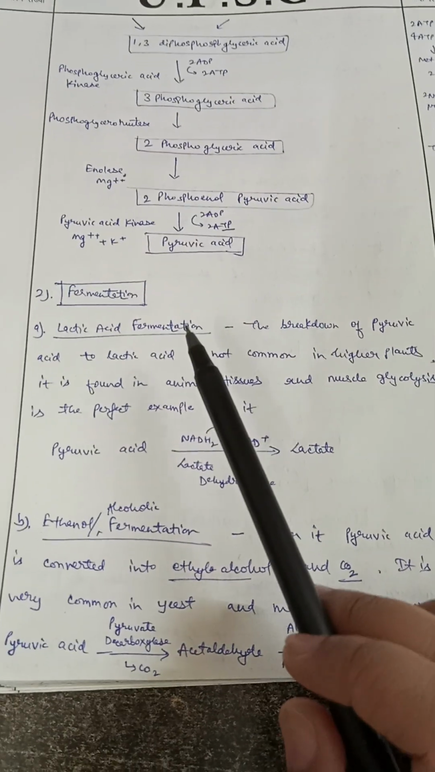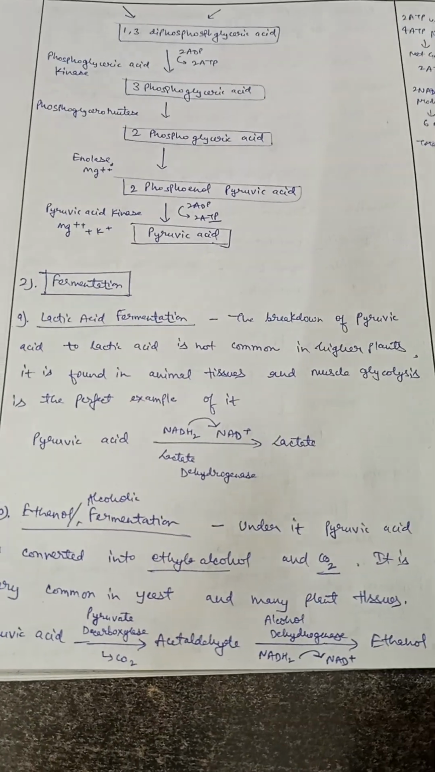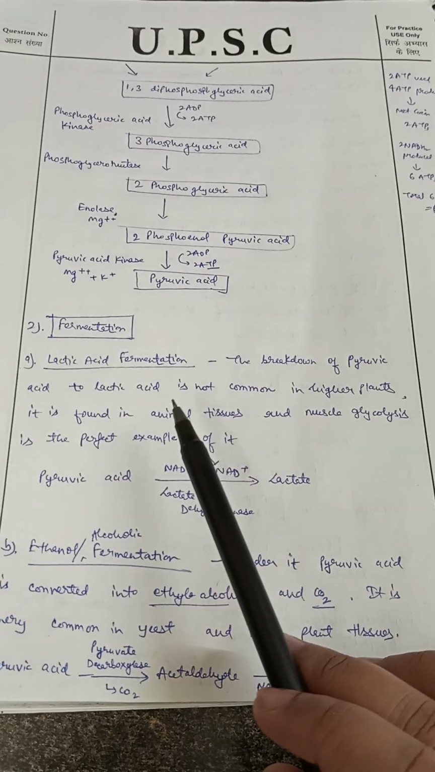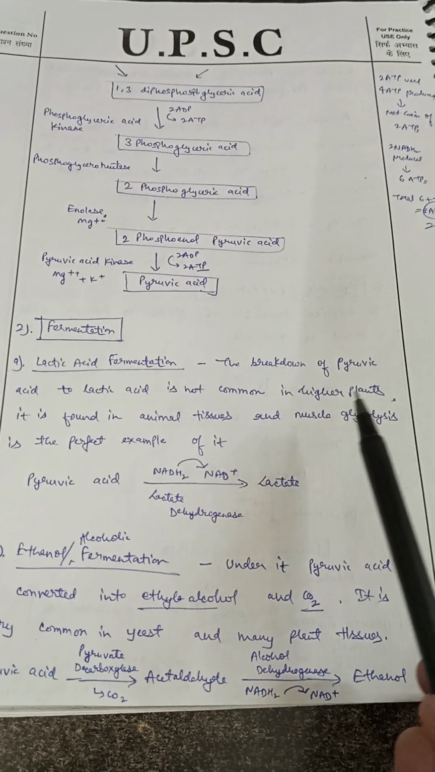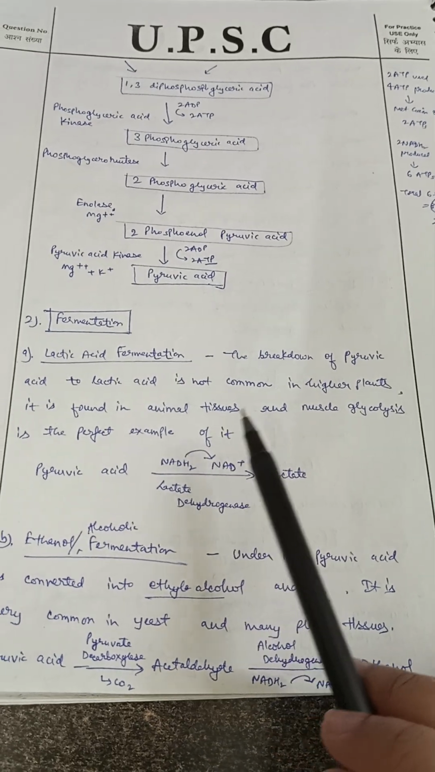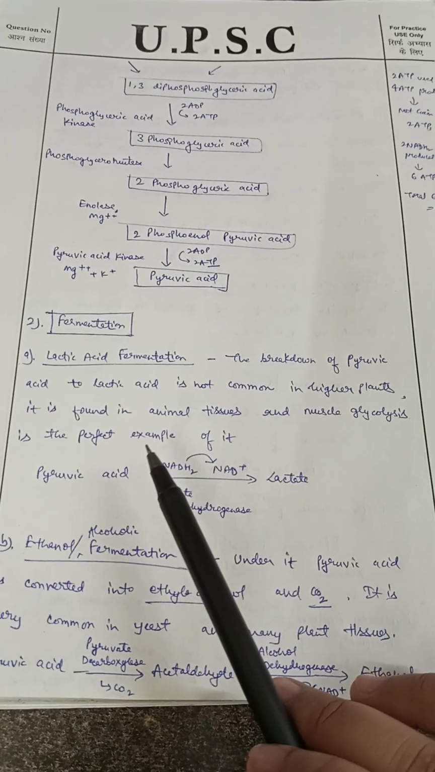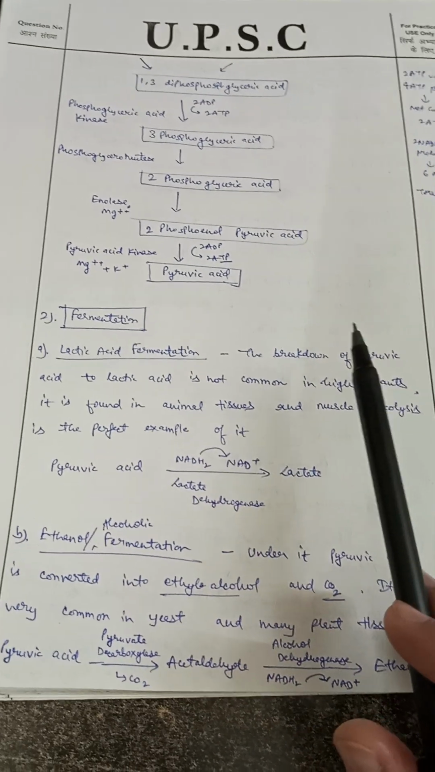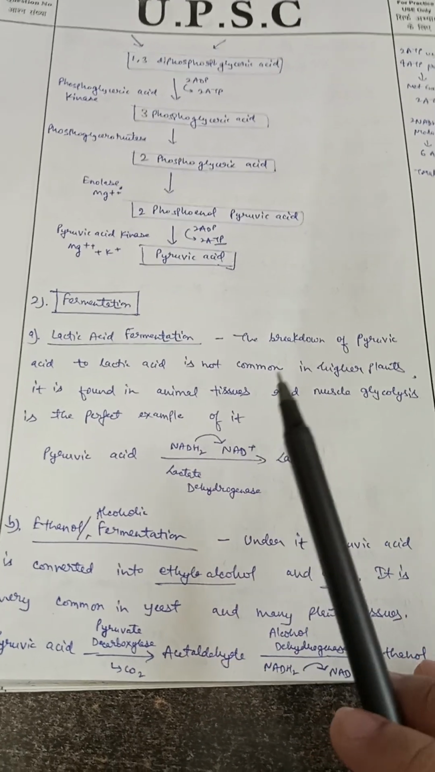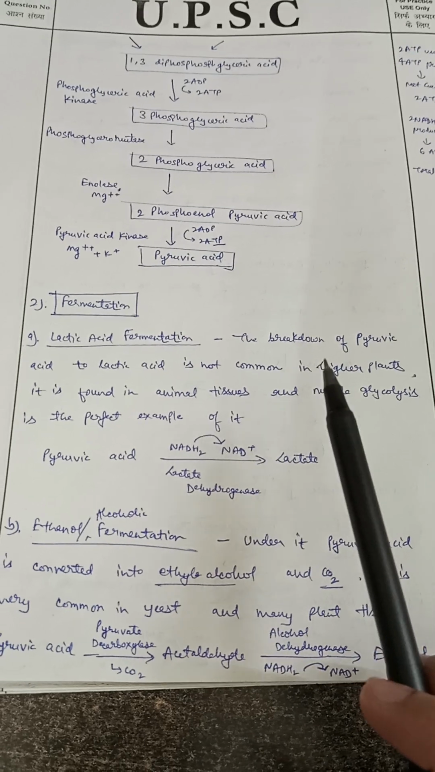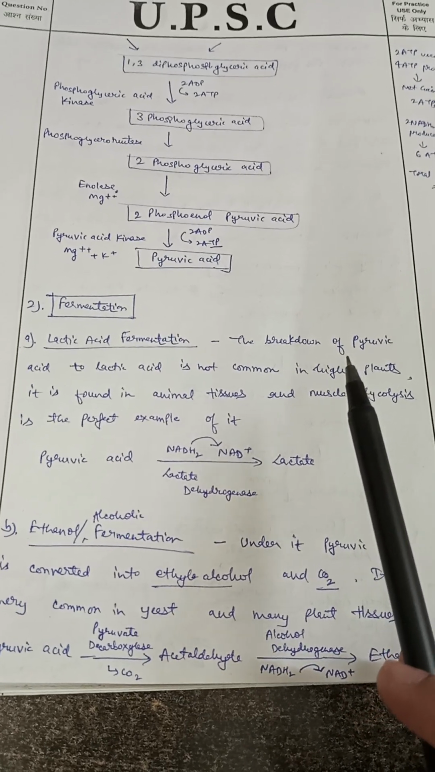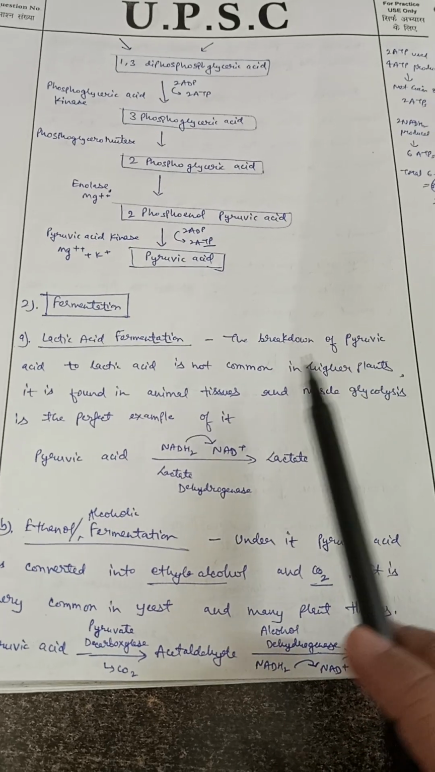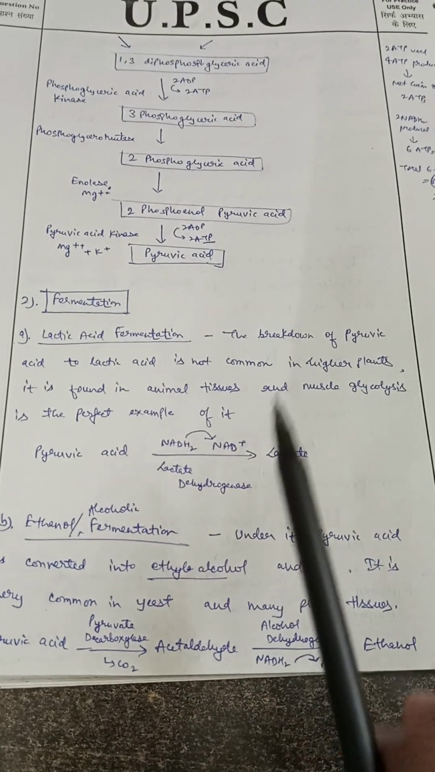In fermentation there are two types. First is lactic acid fermentation. Here the breakdown of pyruvic acid to lactic acid is not common in higher plants and it is found in animal tissues, and muscle glycolysis is the perfect example of it. So lactic acid fermentation is generally not found in plants, it is found in animals, and it is applicable to humans also. When we do excessive exercise suddenly, there is a formation of lactic acid in our muscles, which causes pain. That is due to lactic acid fermentation in our muscles.